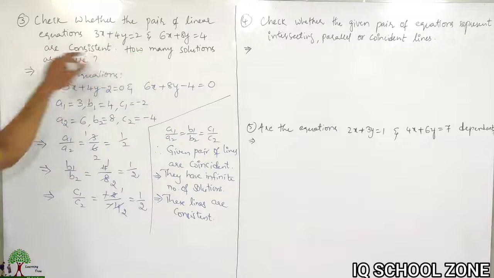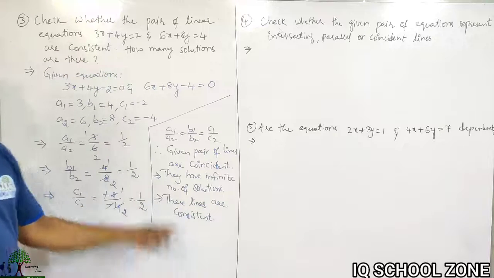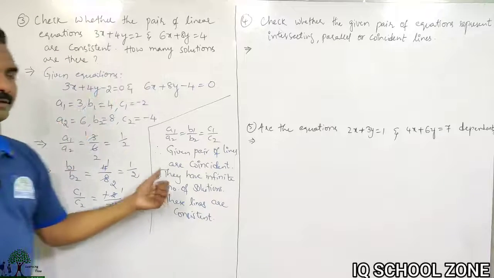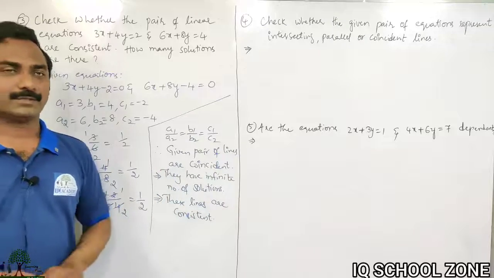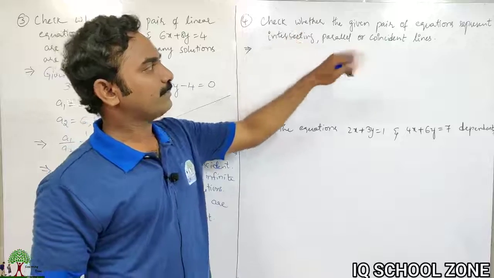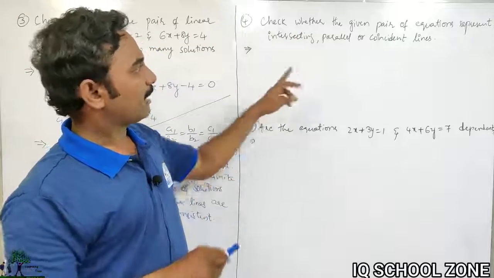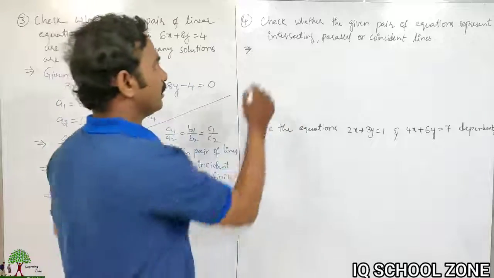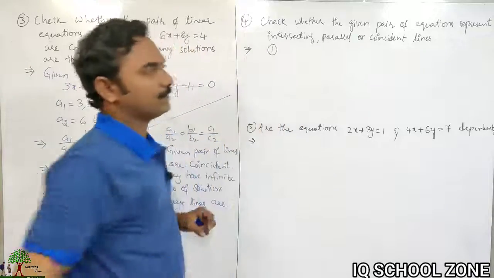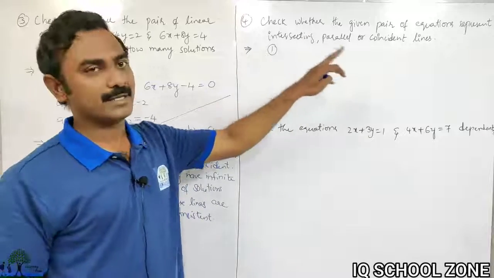So what did they ask in the question? Are they consistent? Yes, these lines are consistent. And how many solutions are there? They have infinite number of solutions. Next, look at the fourth question. Check whether the given pair of equations represent intersecting, parallel or coincident lines. So I will give some examples. Now you have to check whether they are intersecting lines, parallel lines or coincident lines.